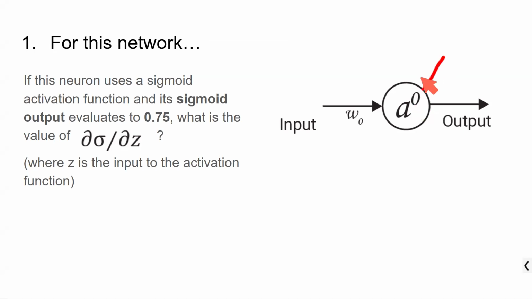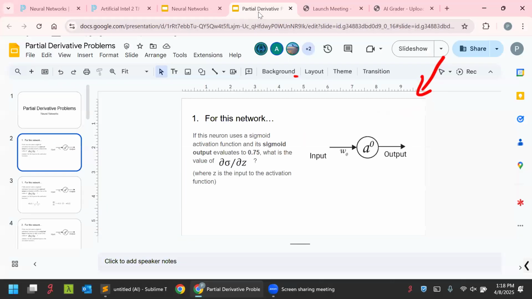When I use superscripts, this is going to be layer specific. And I want us to look at these problems. So this is going to be the things, guys, that I'm saying here. Let me put this up. This is the partial derivatives problems.